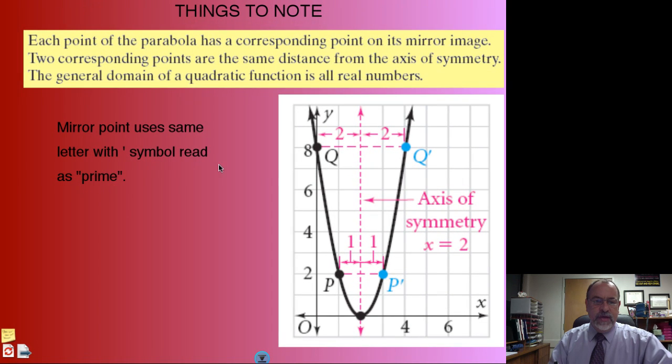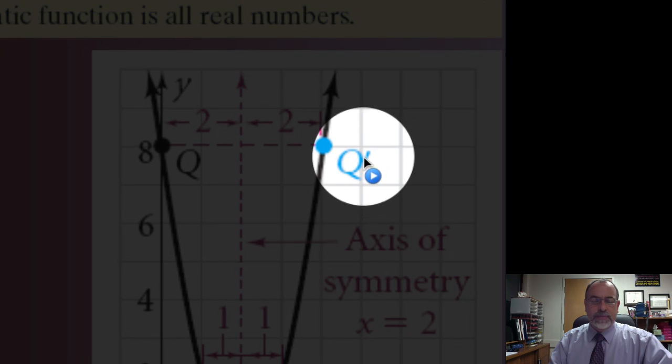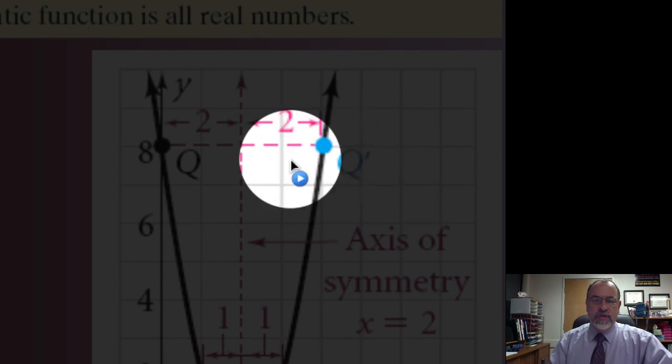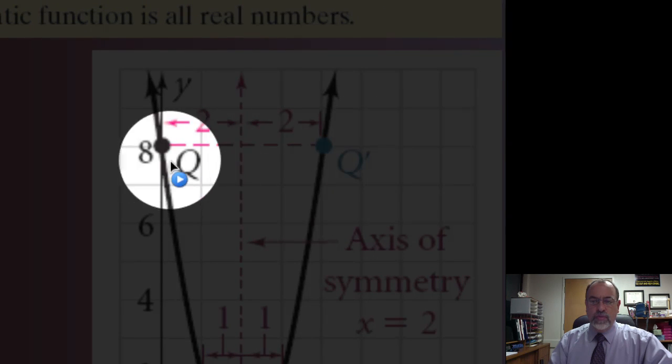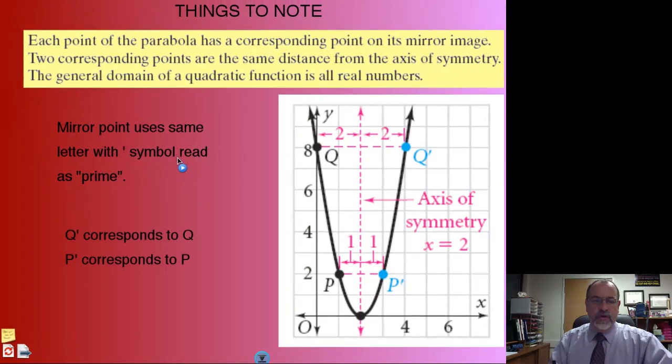Mirror the point. Because we're talking about the same point and its mirror, the mirror image is indicated with a little apostrophe, and we call that prime. So Q prime would be the point that corresponds to Q on the other side of the axis of symmetry. So Q prime corresponds to Q and P prime corresponds to P.